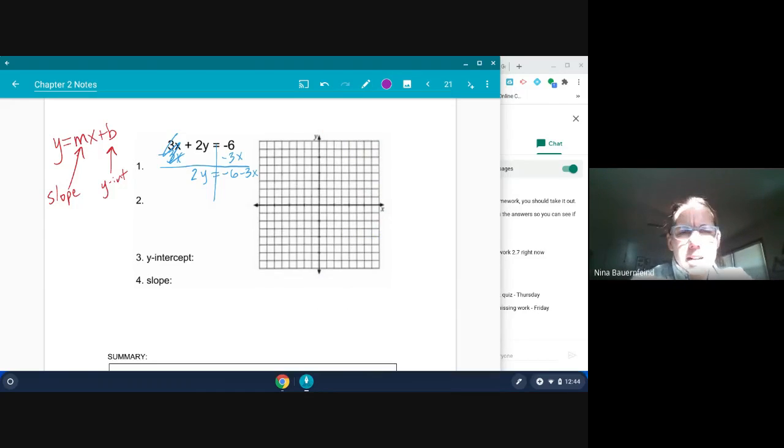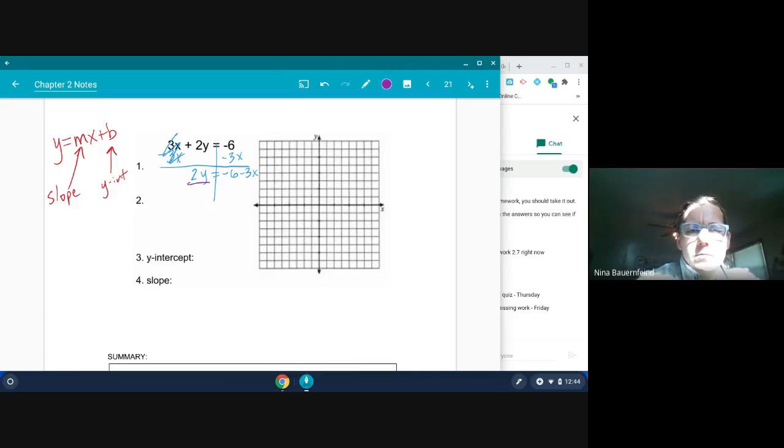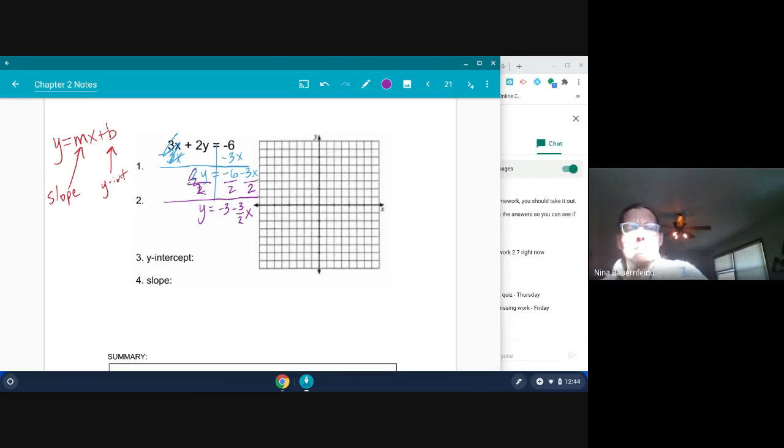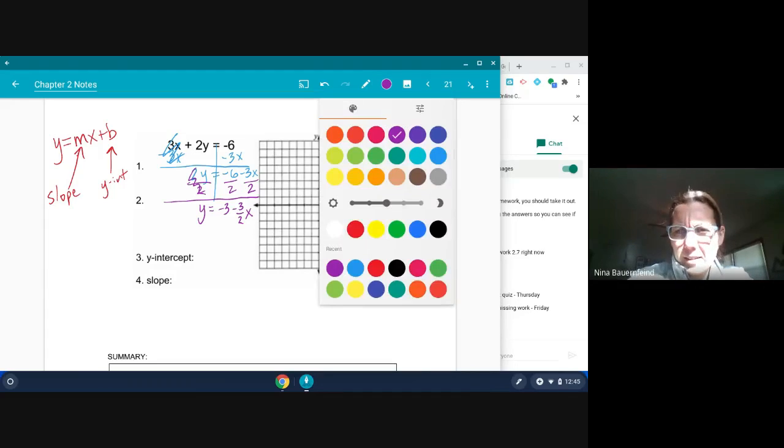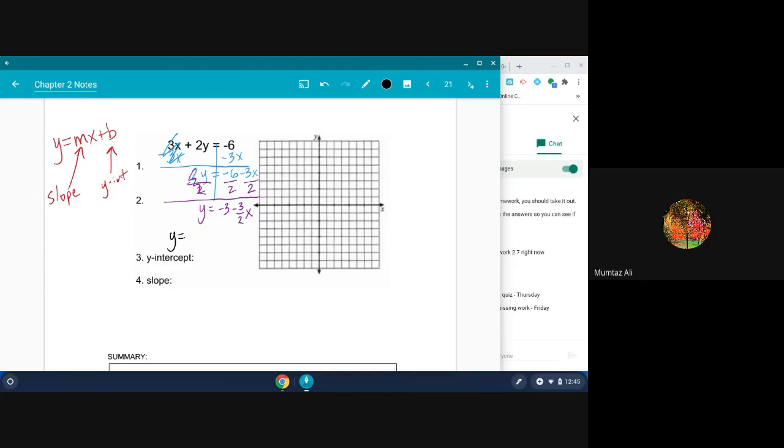And then the second step is to divide by the number in front of y. Sorry, I'll give you a second. So we divide by 2, divide by 2, divide by 2. We get y equals -6 divided by 2 is -3. -3 divided by 2 I would just leave as -3 over 2x. So if we rewrite it, what will come first? -3 over 2. Good.